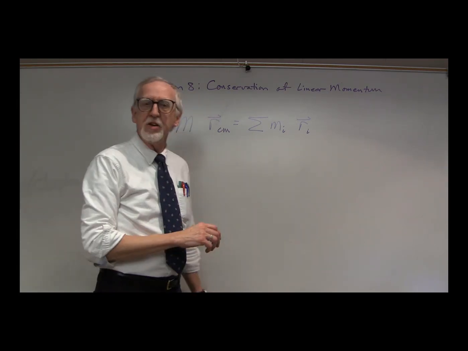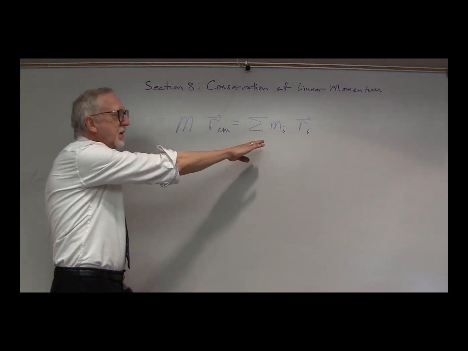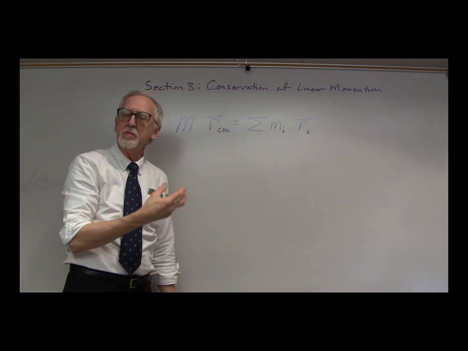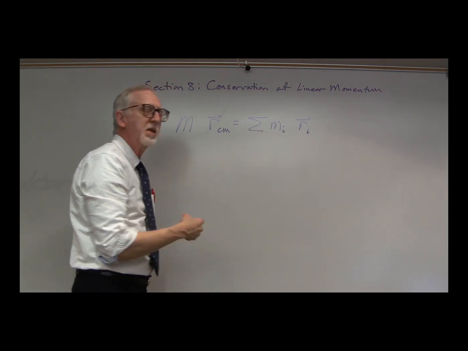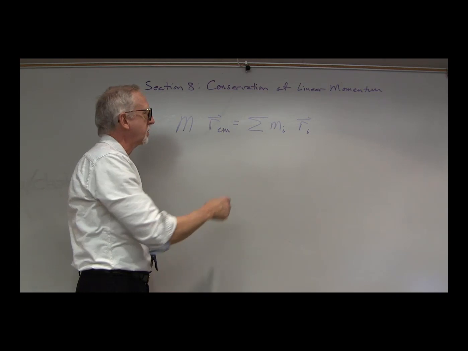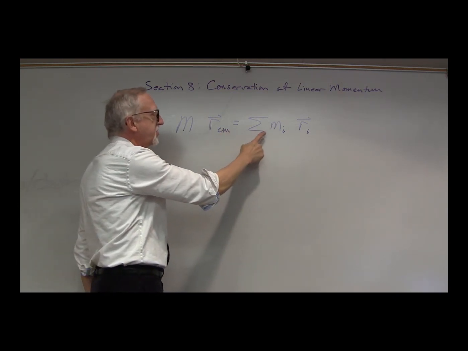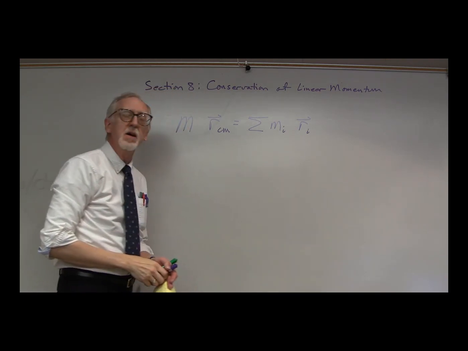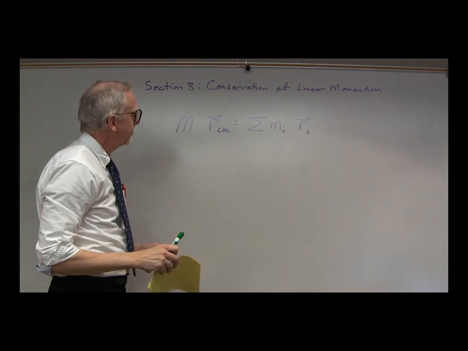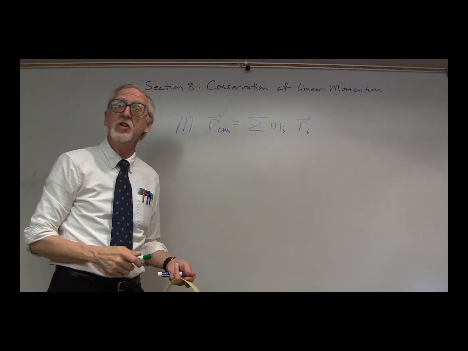Let's go back to our definition of the center of mass, and I'm just going to use the discrete set of masses. It'll be a little bit easier to understand what's going on there. Here we've got the total mass times the position of the center of mass. This is the sum of m_i times the position of the ith mass. Now what we're going to do is differentiate both sides.